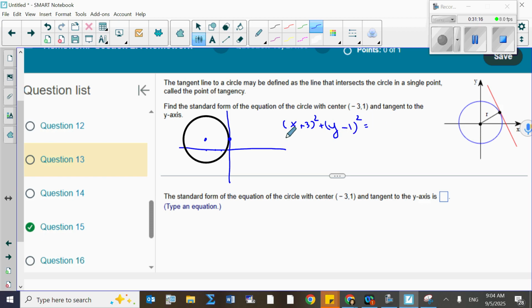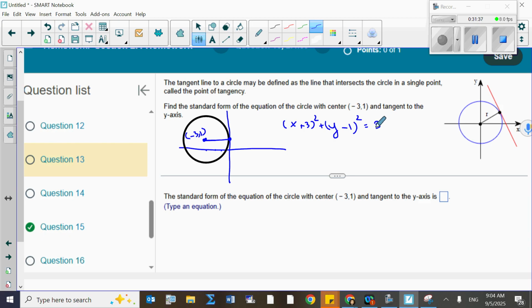Now I just need to find the radius. What is the radius? That's this distance. What is this distance? That's the x value of the center, basically this distance from here to here, because this point is negative 3 and 1. So the horizontal distance from the center is the radius here.